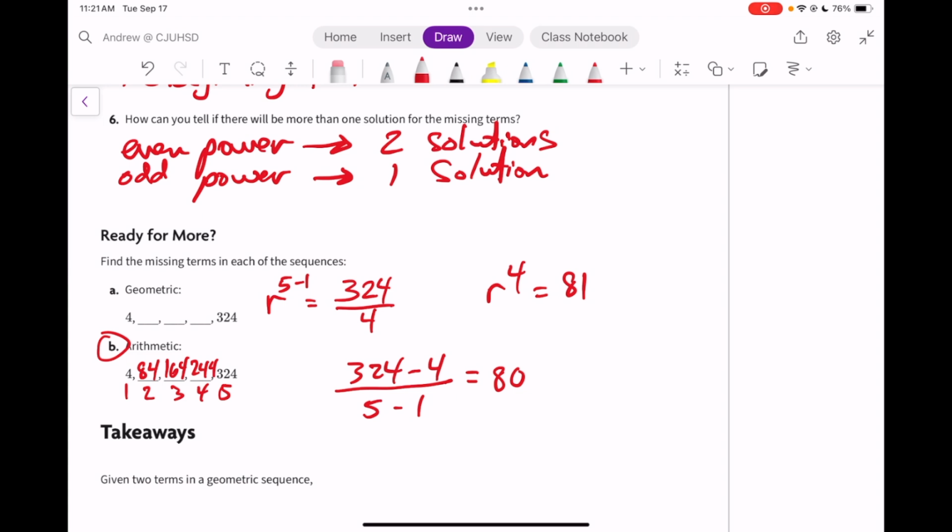What number times itself 4 times gives you 81? The answer to that is 2. But also, no, sorry, not 2, 3, but also -3. So with the positive, this would have been 12, and then 36, and then 72.